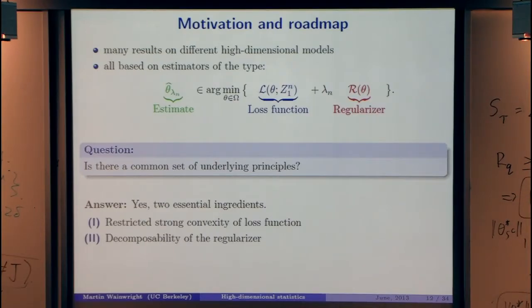There are variants of it. Ben uses something called geometric decomposability. Sara van de Geer has something called weak decomposability, but I'll give you one flavor of this to give you the intuition.